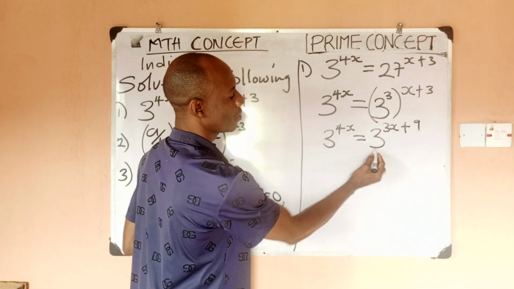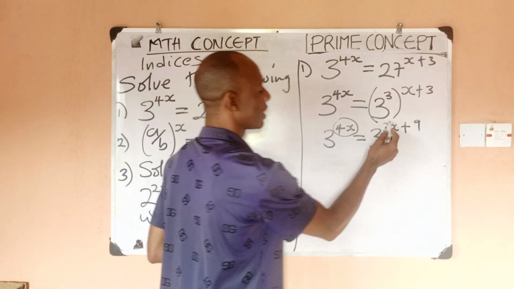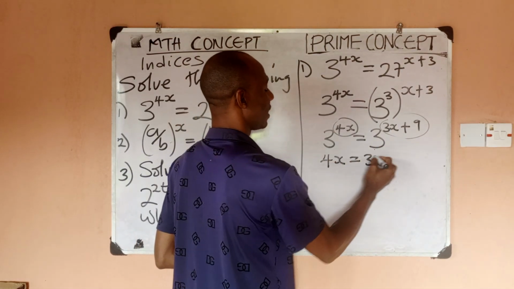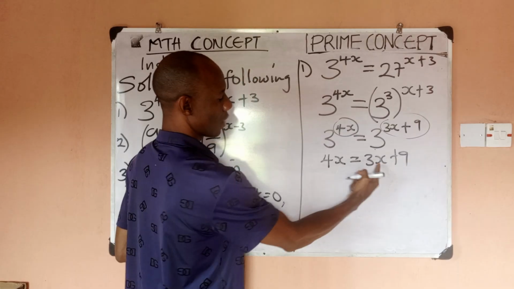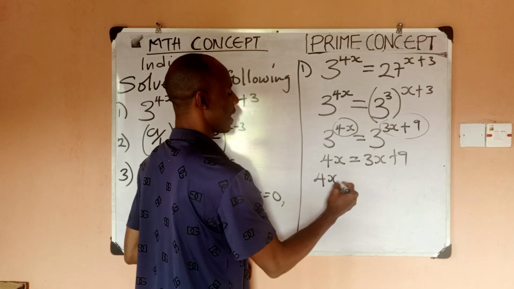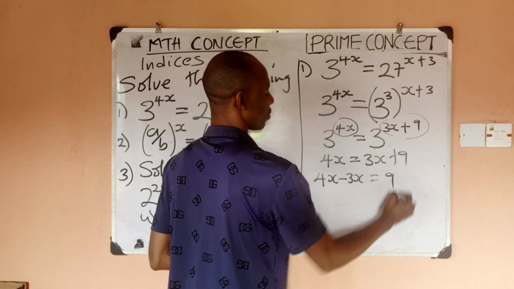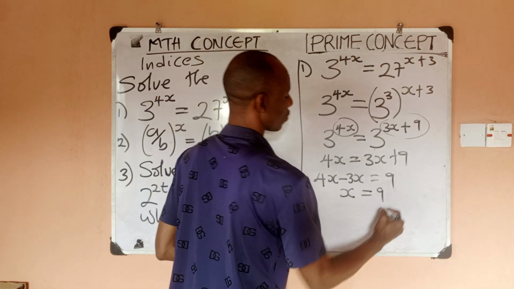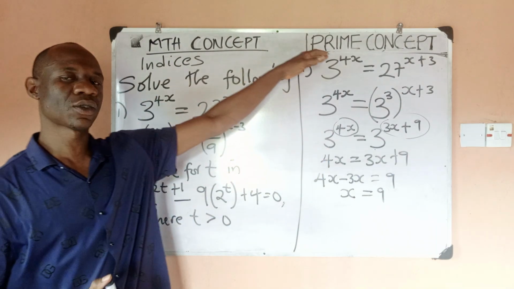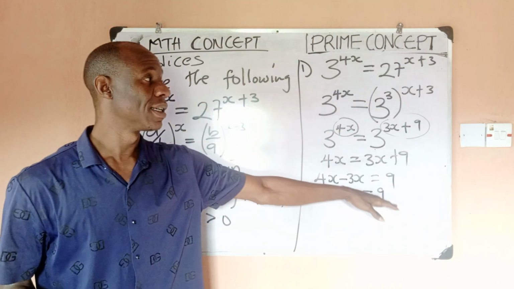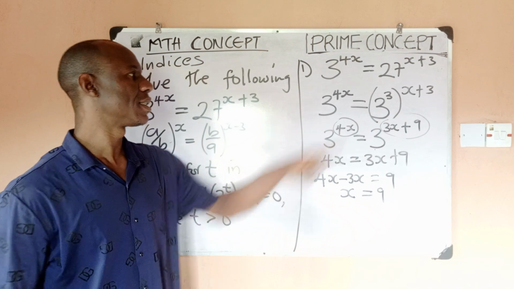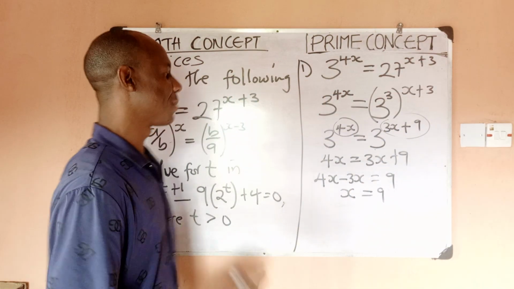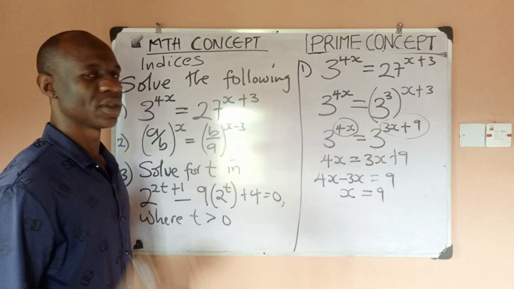Now you notice we have a common base. So since I have a common base, what do I do? I'm going to equate their powers. So I would say 4x is equal to 3x plus 9. So that when I bring this to this side, I would have 4x minus 3x equal to 9. 4x minus 3x is just 1x, which is equal to what? 9. So it means that in this first question, the value of x is 9. Is that true? Of course, yes. If you replace x with 9 here, you would see that the two sides of this equation would be the same. So this is how you can solve the first problem.